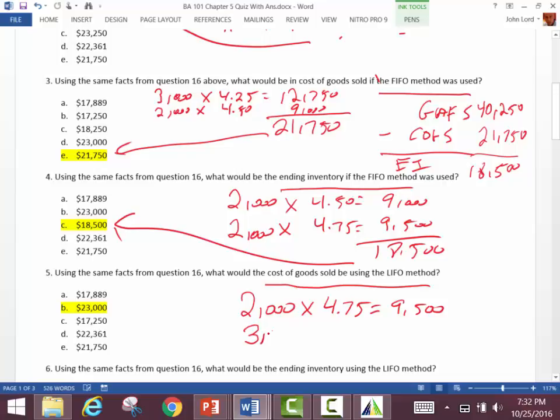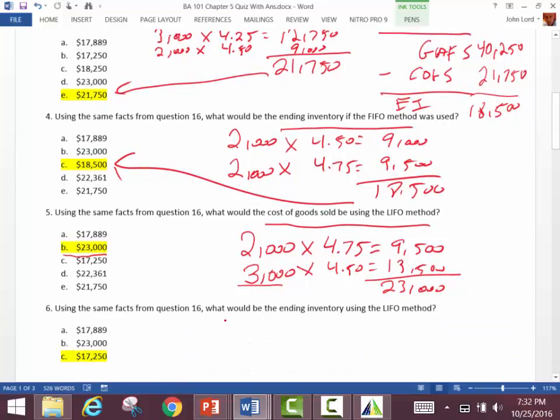3,000 from batch 2, right? Because there was 4,000 sitting up there at 450. 13,500. Okay. So do I have my 5,000 items sold? And so I add those two together. That gives me what? 23,000 even? Okay, good. All right. So now we want to get ending inventory, right?